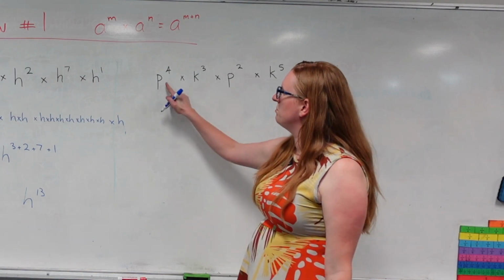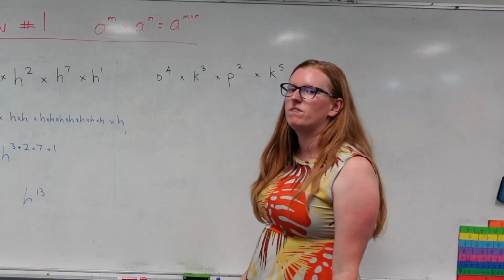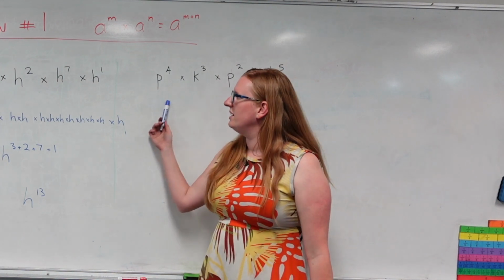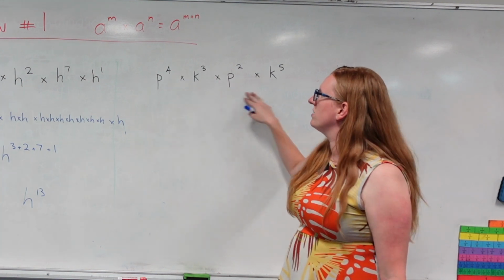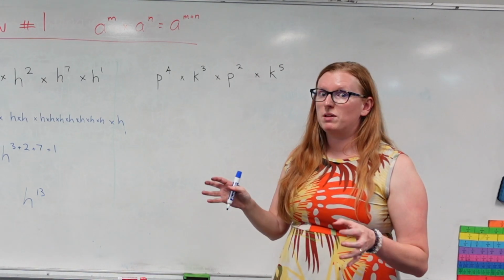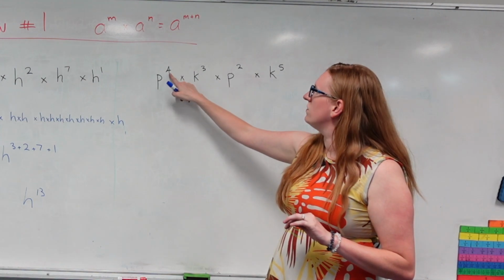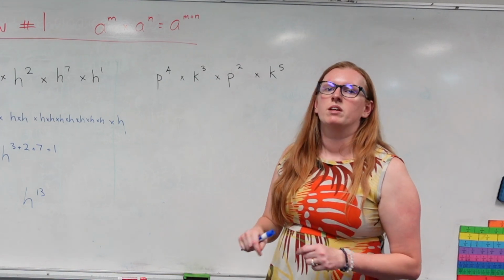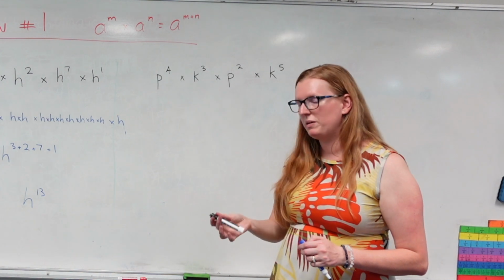You'll notice that I've got p to the power of 4 times k to the power of 3 times p to the power of 2 times k to the power of 5. Interesting. What's different about these is that my bases are not all the same, like they were there. My bases are different. I've got some p's and I've got some k's. So I can't multiply them together. Using this law, I can't just go, well, 4 plus 3 plus 2 plus 5, it must be pk, whatever. No, I have to treat them separately.